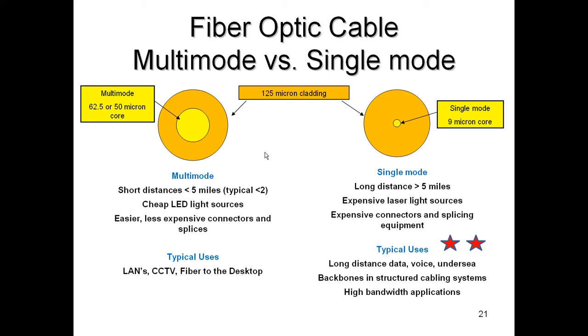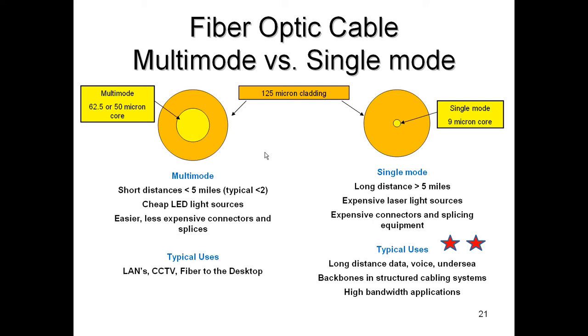Multi-mode fiber gets used for relatively short distances, typically less than 2 miles, but you actually can go out as far as 5 miles in some applications of multi-mode. Multi-mode fiber uses LED light sources usually, so the transmitters and receivers are less expensive than the single-mode fiber, which requires a laser. Now, the core of the multi-mode fiber is going to be 62.5 or 50 microns in diameter.